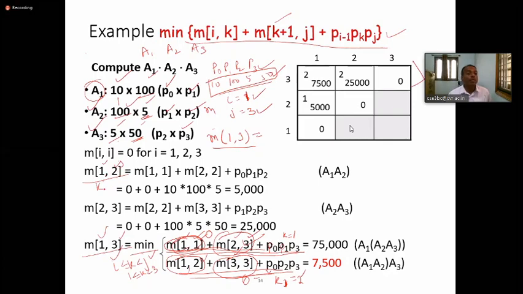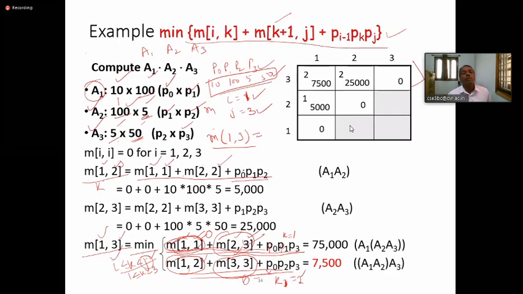2 also is not correct. Why? Because what is the formula? K is less than J. Less than J. It is not equal to J. That's why K you can take as 1. Now I am applying the same formula. Minimum of M of I comma K, I is equal to 1, K is equal to 1, plus M of K plus 1 comma J. K is equal to 1, 1 plus 1 is 2. 2 comma J, J is equal to 2.